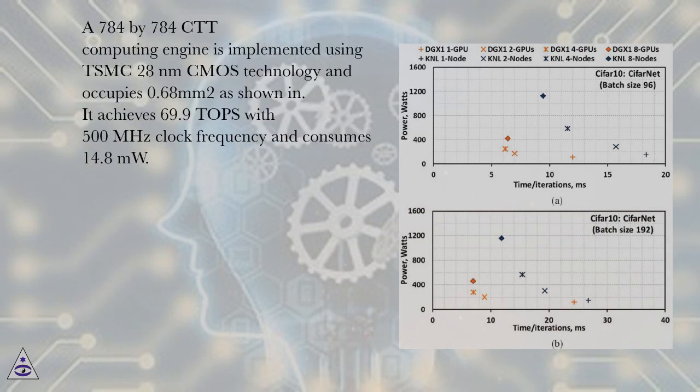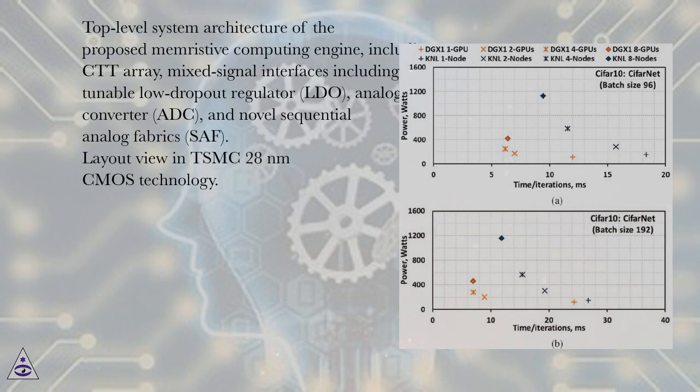A 784 by 784 CTT computing engine is implemented using TSMC 28nm CMOS technology and occupies 0.68 square millimeters, as shown in the figure. It achieves 69.9 TOPS with 500 MHz clock frequency and consumes 14.8 mW. Top-level system architecture of the proposed memristive computing engine, including CTT array, mixed signal interfaces including tunable low dropout regulator, LDO, analog to digital converter, ADC, and novel sequential analog fabrics, SAF. Layout view in TSMC 28nm CMOS technology.